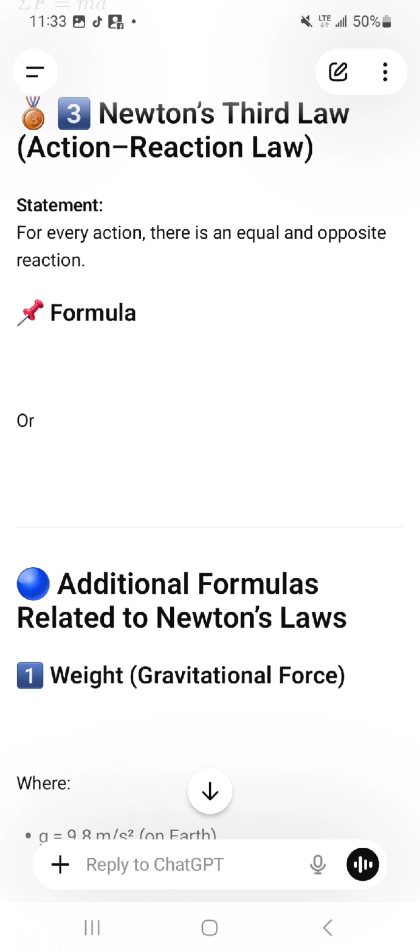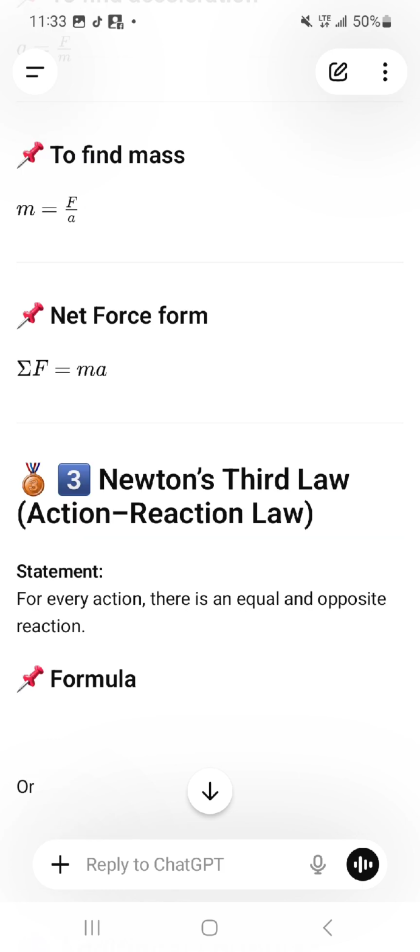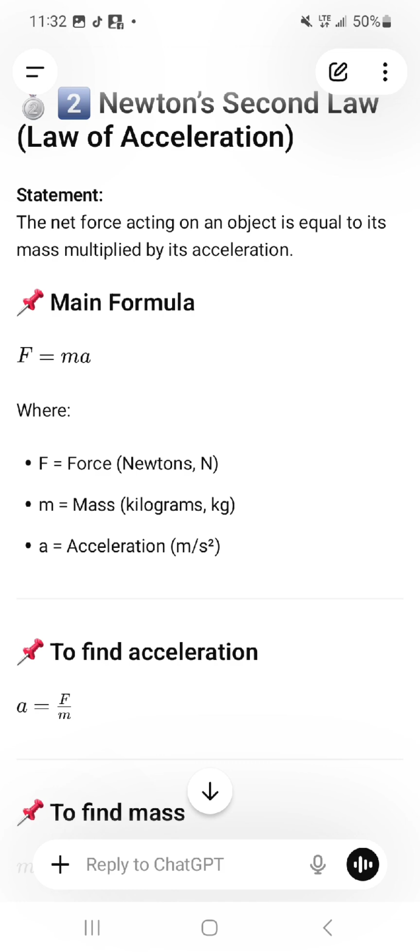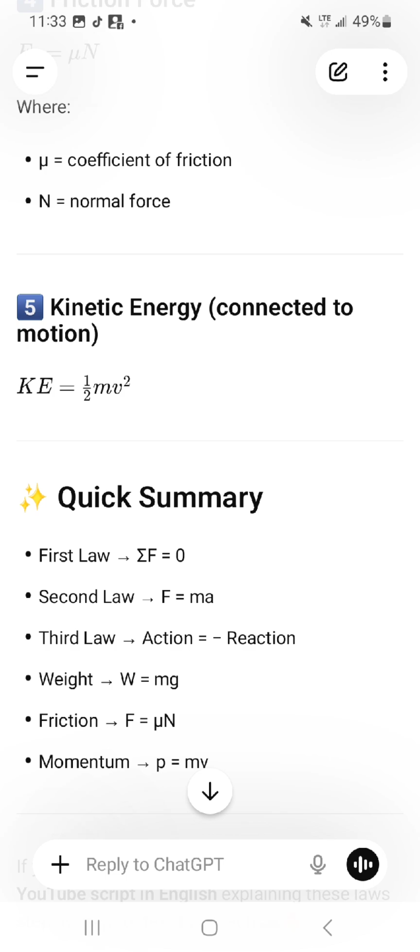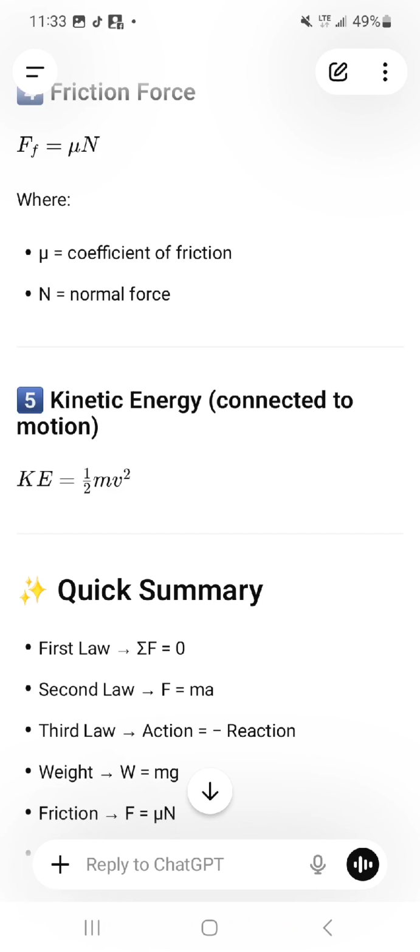Formula. Net force equals 0. Sigma F equals 0. Acceleration is 0 when no net force is acting. a equals 0. This law is also called the law of inertia. It tells us that things resist changes in motion. Point 2. Newton's second law.